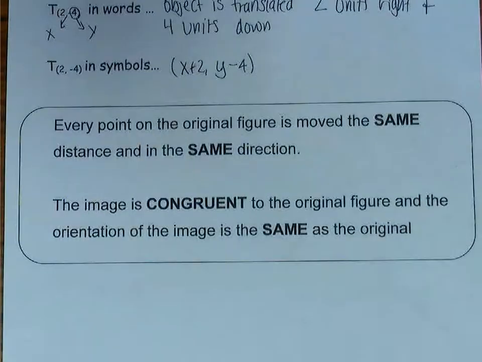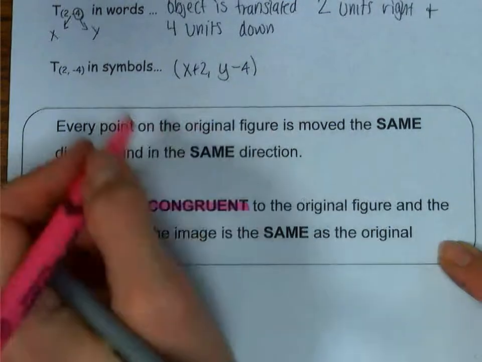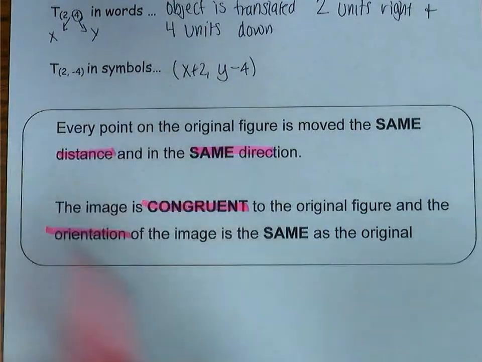So remember, every point in the original figure is moved the same distance and in the same direction, and the image is congruent to the original figure, and the orientation is the same. So we have congruence, we have orientation, same direction, and same distance.